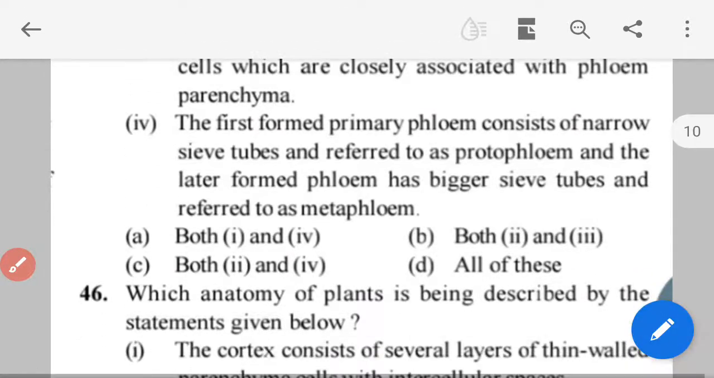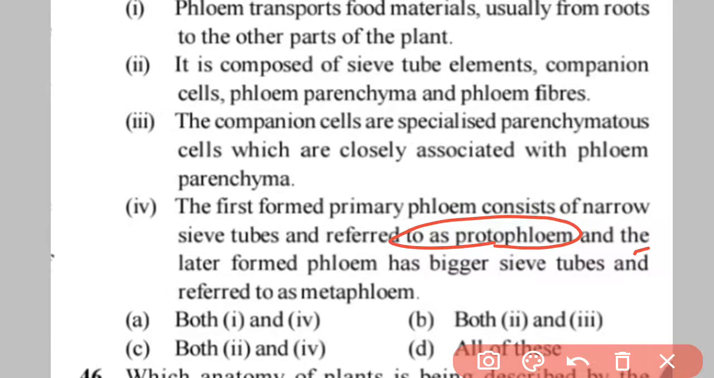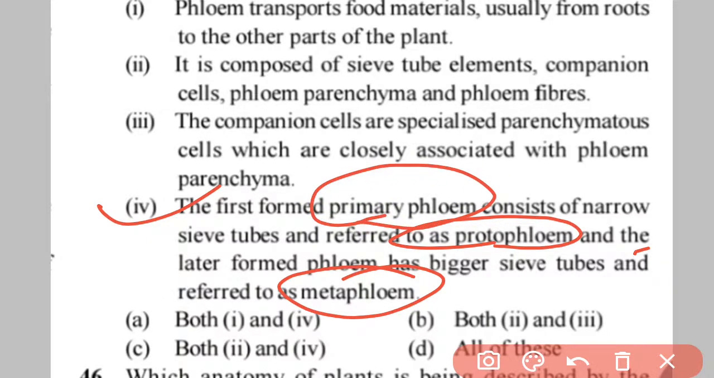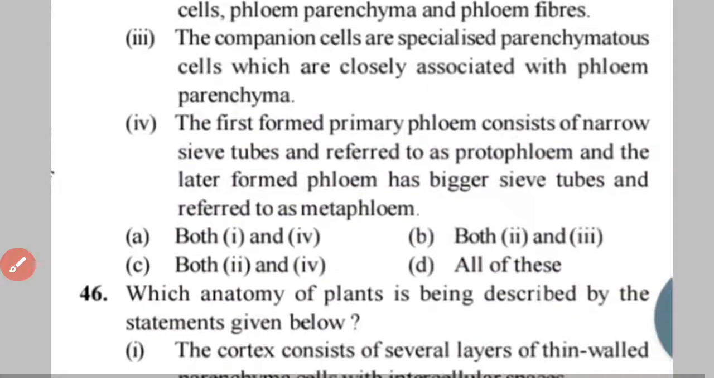Fourth one is, the first form, primary phloem, consists of narrow sieve tubes and refers to a protophloem, and the later form has bigger sieve tubes and refers to as metaphloem. Yeah, this is the correct one. Okay, fourth one is also correct. You can see primary phloem has narrow sieve tube and the later metaphloem has bigger sieve tubes. So here option A is correct, both first and fourth statements. Let's move on. Next question.